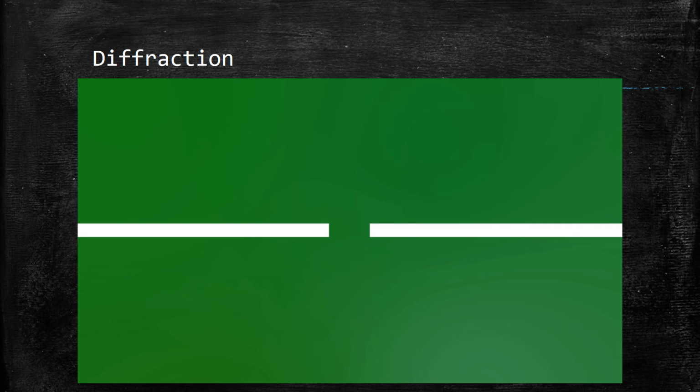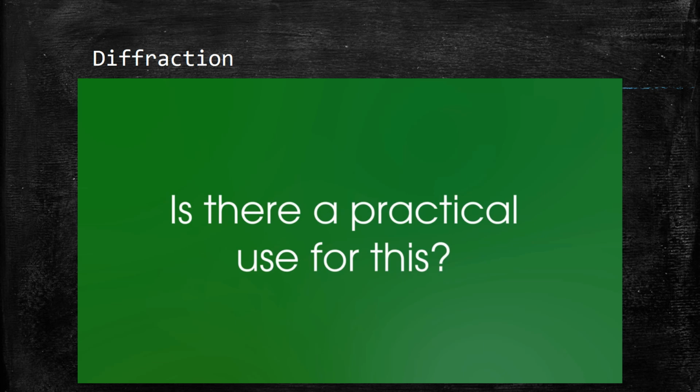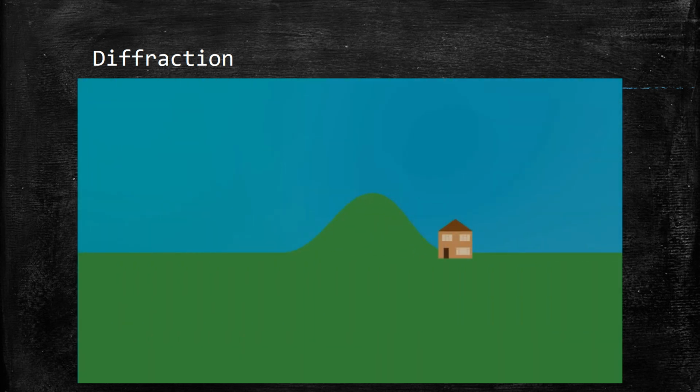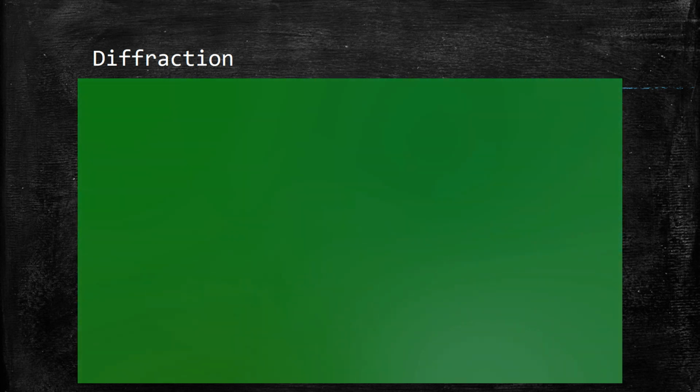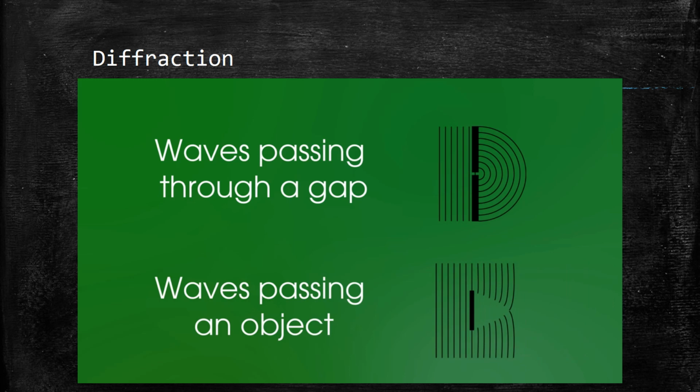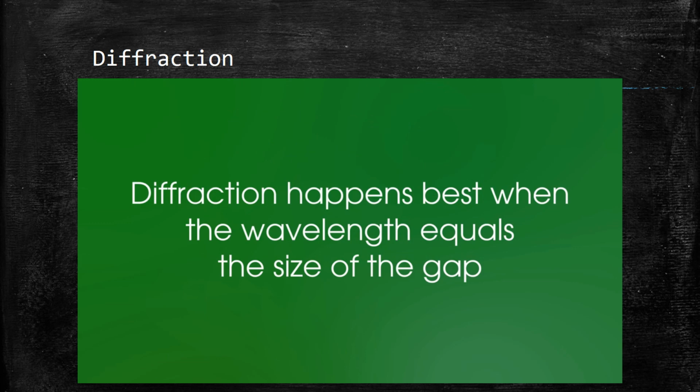So this is great, but is there a practical use for this? Well, there is. If you lived near a big hill, you might have problems getting TV or radio reception, as the waves would be blocked by the hill. But because of diffraction, the waves spread out when they pass the hill and can be received by your aerial. However, the really short wavelength signals will still miss, but you'll get the longer wavelength ones. So in summary, diffraction is where waves spread out at the edges when they pass through a gap or go past an object. And diffraction happens best when the wavelength equals the size of the gap.